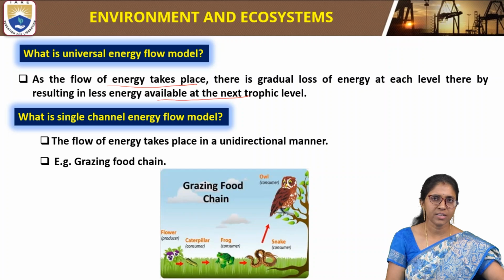So what does the universal energy flow model mean? As the flow of energy takes place upward, there is a gradual loss of energy at each level, thereby resulting in less energy available at the next trophic level.